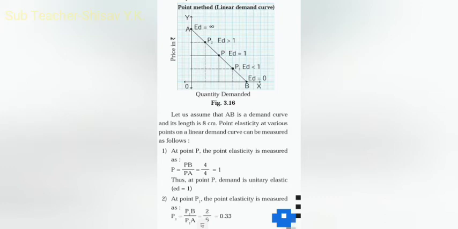Then second point is at point P1, the point elasticity is measured as EP1 is equal to P1B upon P1A is equal to 2 upon 6, and its value is 0.33, and 0.33 is less than 1, and its name is a relatively inelastic demand. So P1 is relatively inelastic demand.